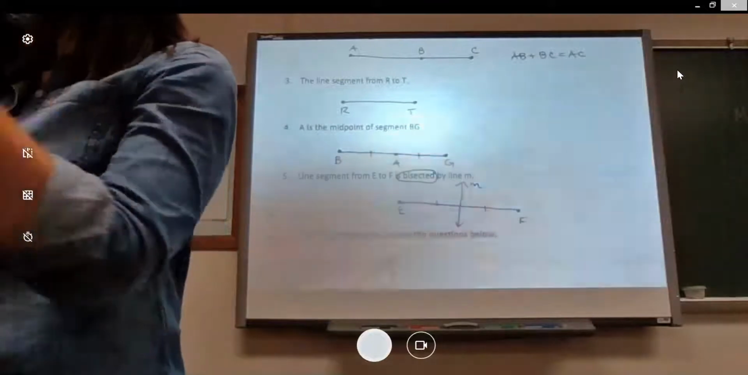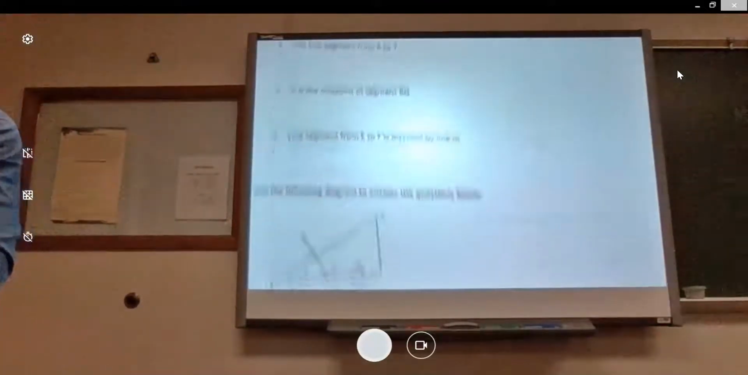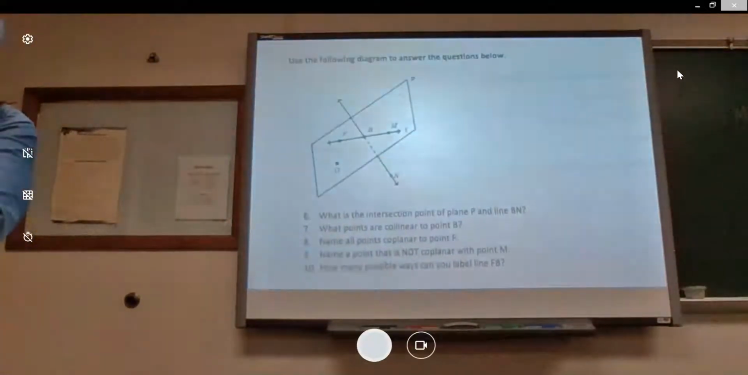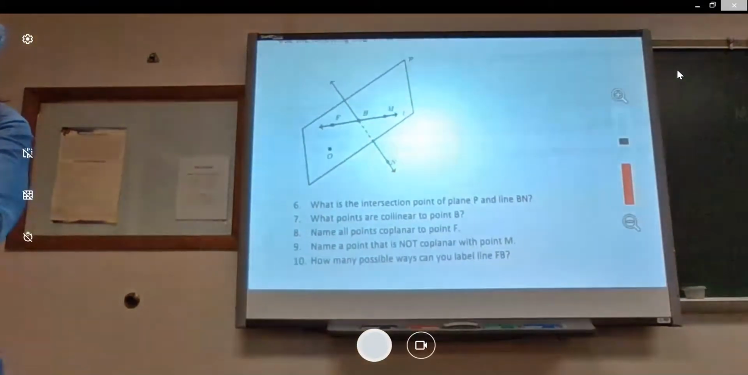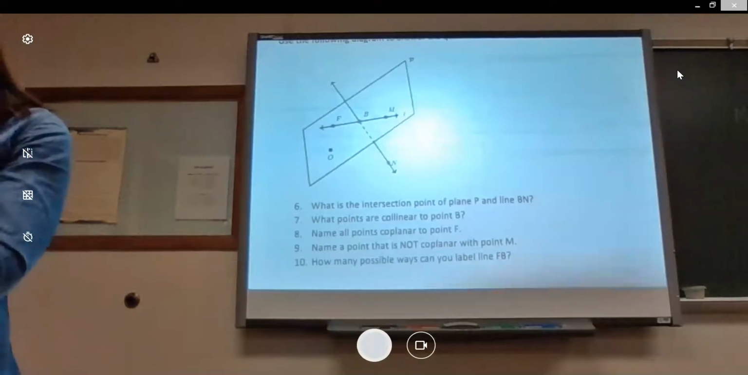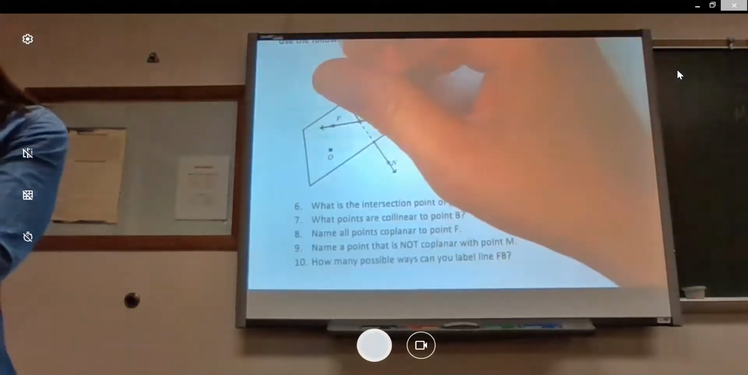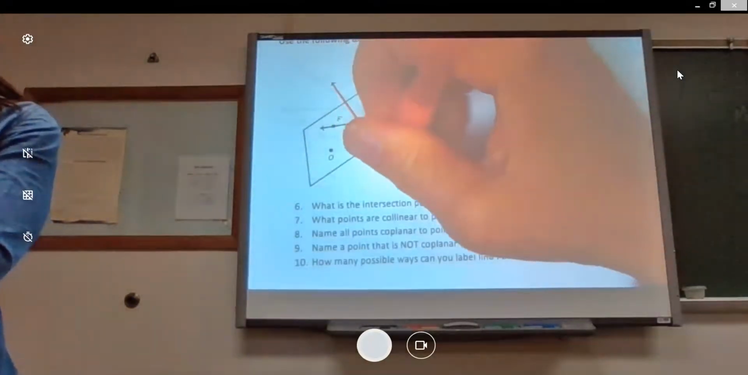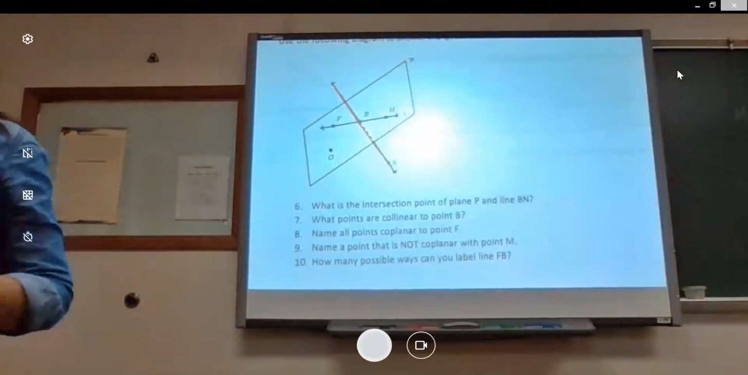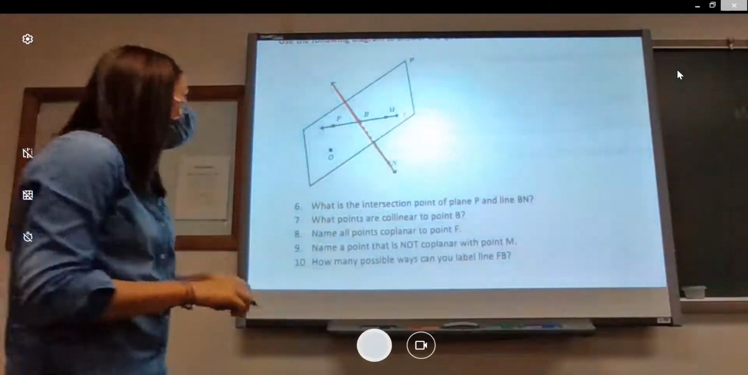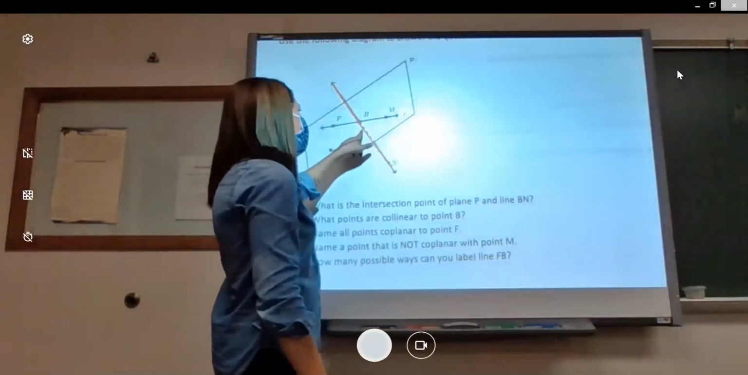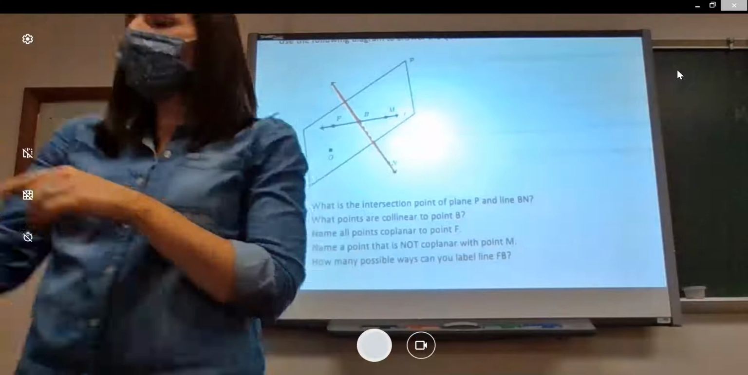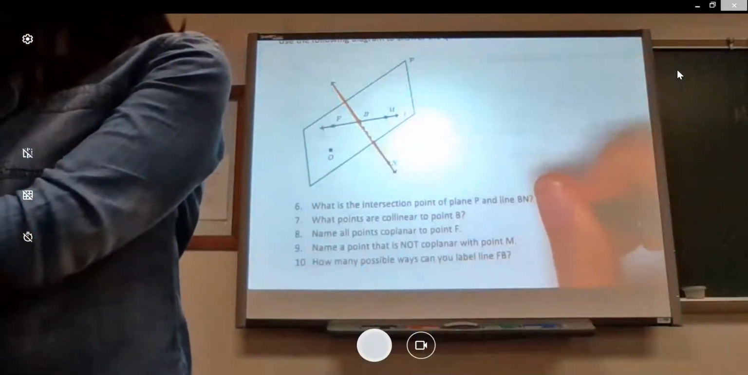Okay, now let's do this together. So then in the following diagram, answer these questions. So what is the intersection of plane P and line BN? So here's line BN. Here's plane P. Where do they meet? Point B, yeah, right here. It's going through the plane and coming out the other side. And remember, when we write a point in geometry, we need to not just write B, but write point B.